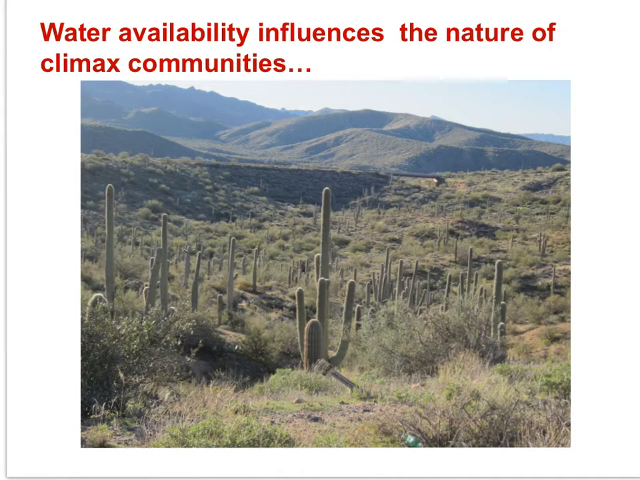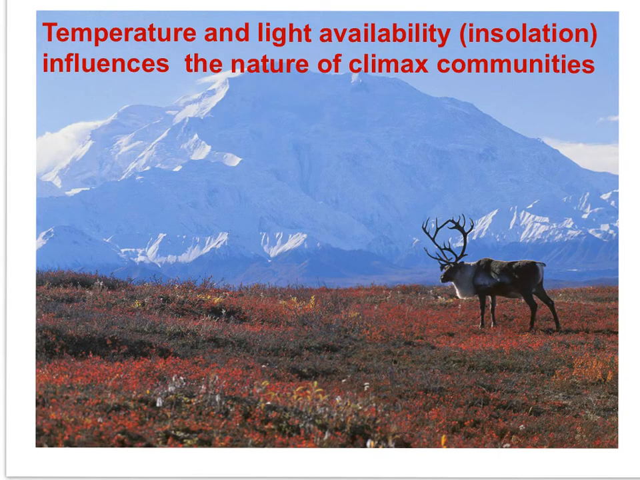Hopefully with this image, you can strengthen your understanding that no one climax community exists, but rather there are a set of alternative stable states for given ecosystems, and that you should be clear that water availability is an important abiotic factor that influences the nature of the climax community. This is a desert biome. Temperature and light availability, insolation, influence the nature of climax communities.